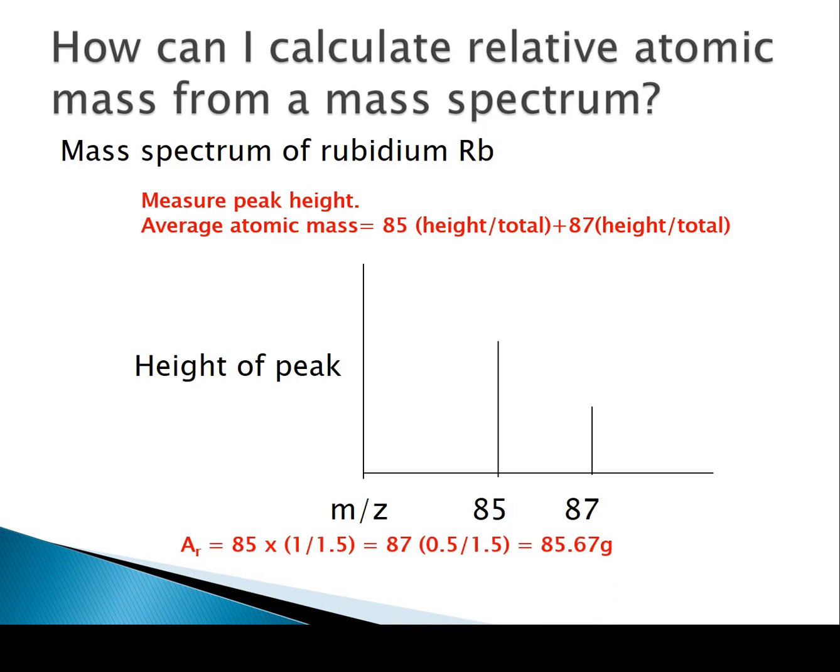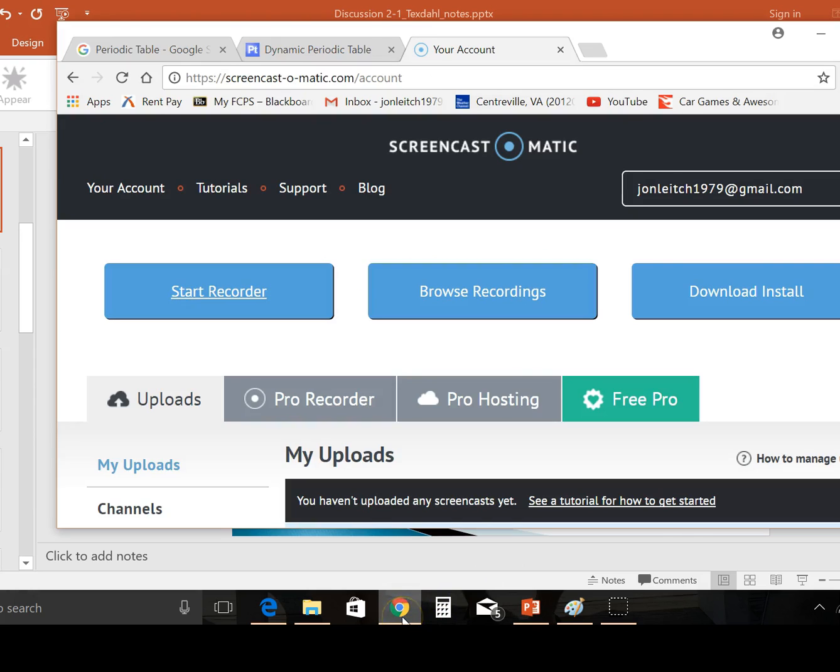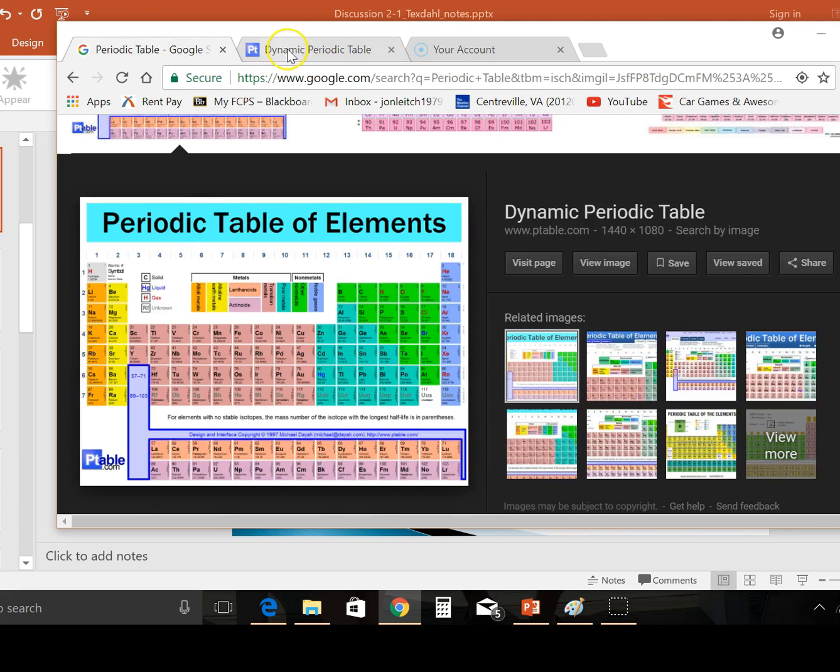Okay, so when we do that, I just kind of eyeballed it, and it looks like the peak for 85 is about twice as big as the peak for 87. So the total height of both the peaks combined, I'll call 1.5. So I multiply the mass of the isotope with the mass of 85 times 1 divided by 1.5, plus, I'm sorry, that should be a plus sign, 87 times 0.5 divided by 1.5, and I get an average atomic mass of 85.67. Now, that is not perfect.